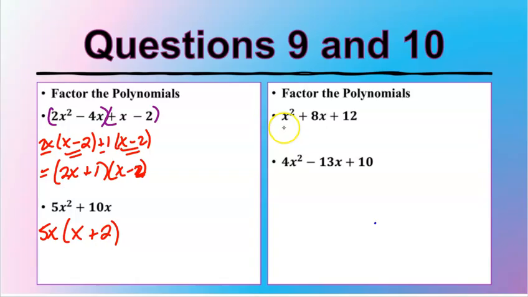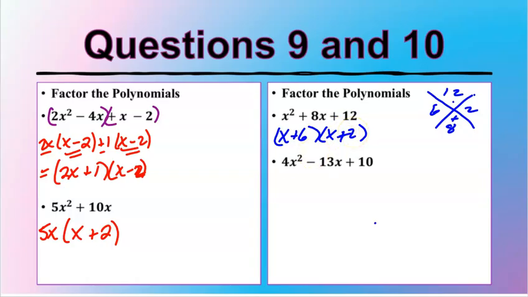Factor the polynomials here. I have a trinomial, so I need my answer as a binomial. So I have to think, what do I multiply to get 12, but add together gives me 8. If I multiply 6 times 2, that gives me 12. So I would have x plus 6 times x plus 2. And 2 plus 6 does give you 8.